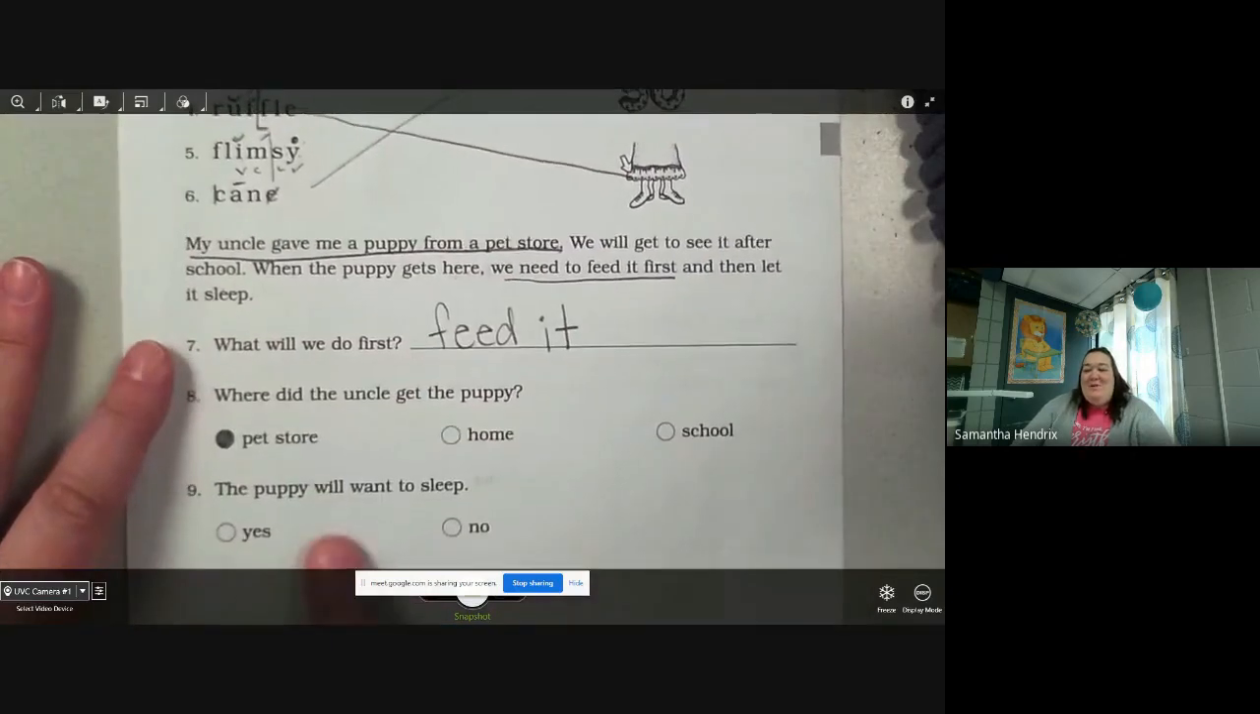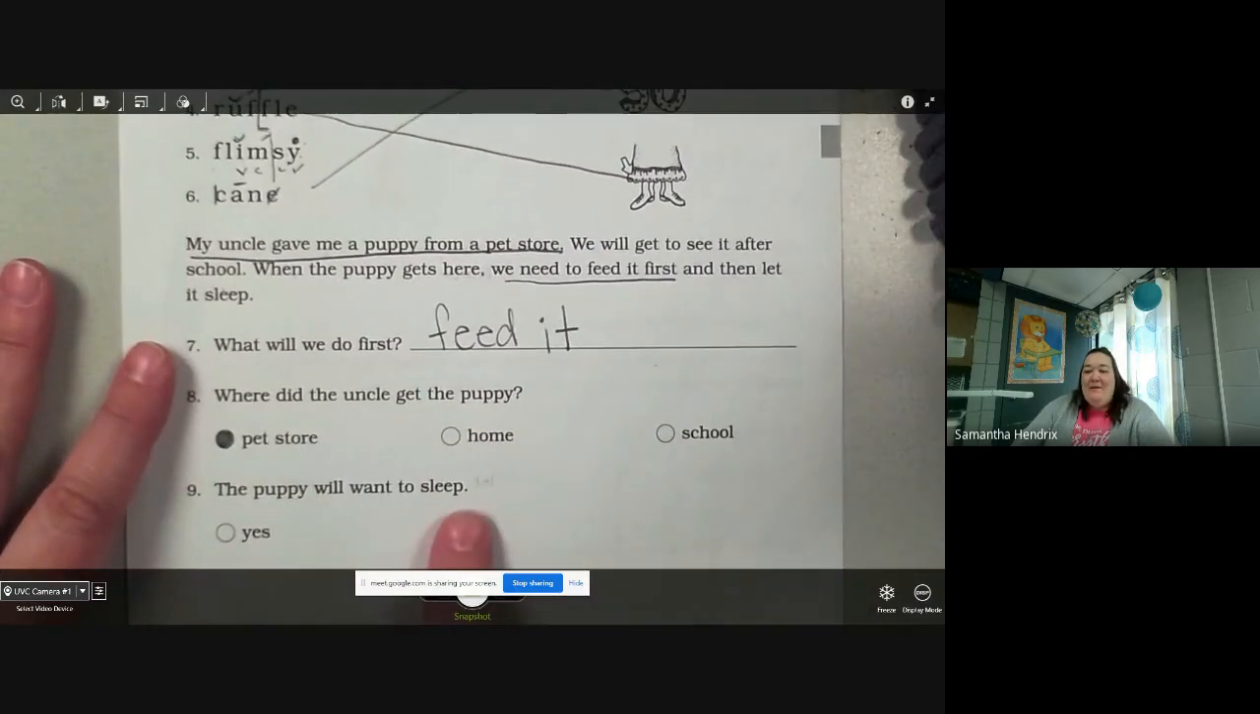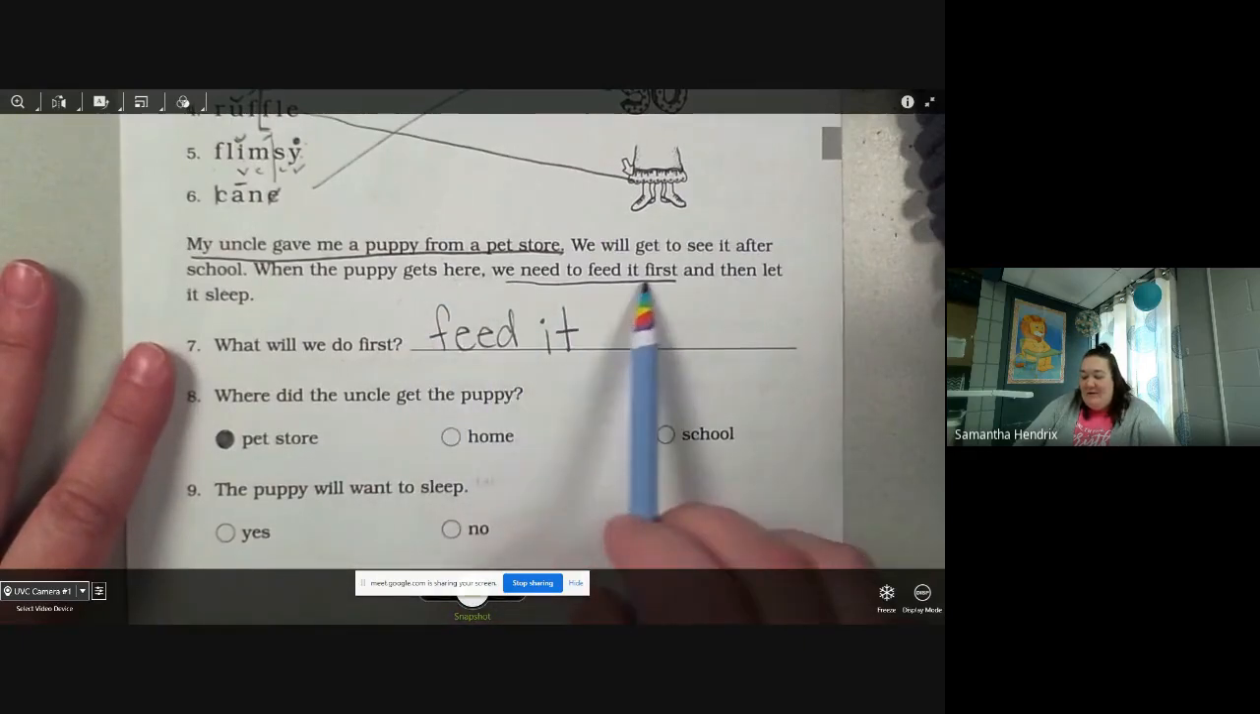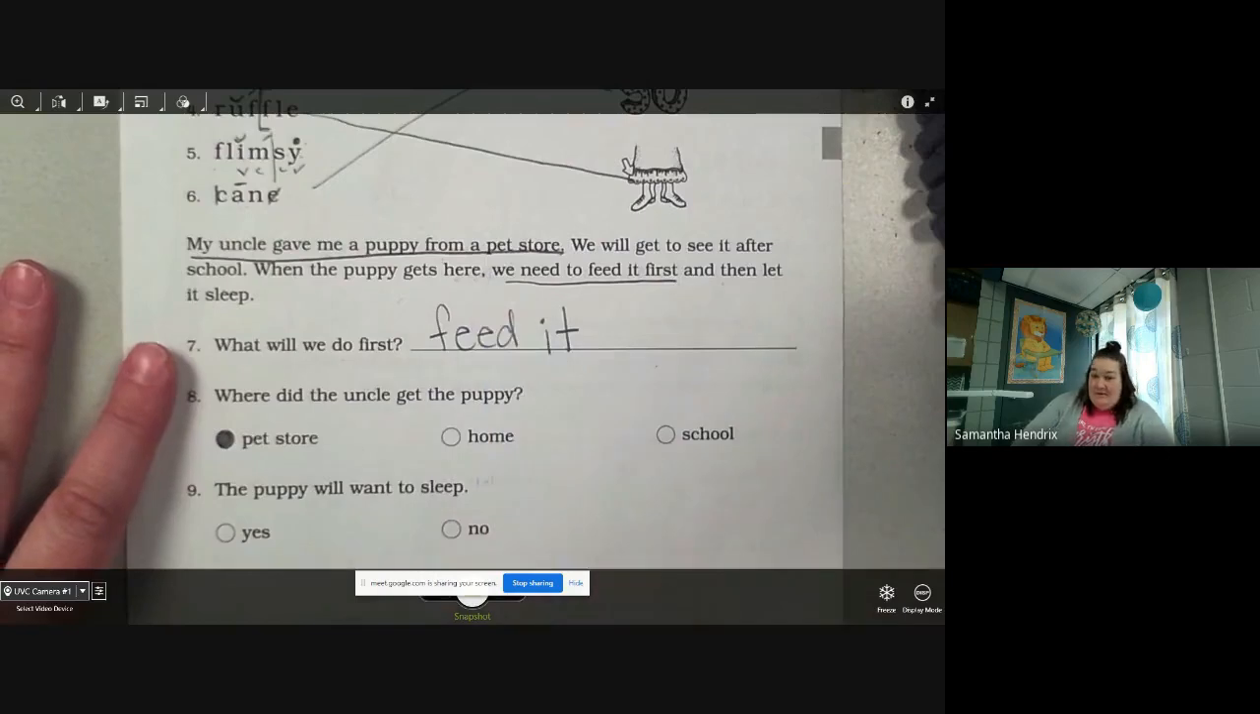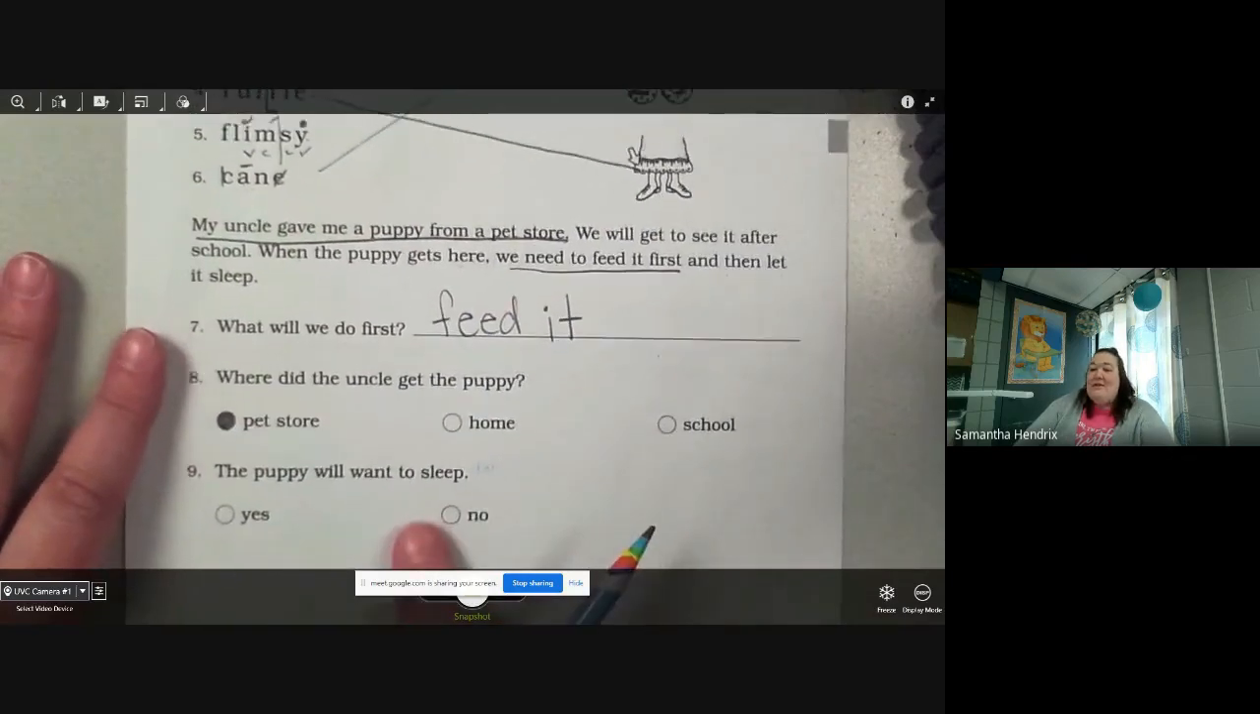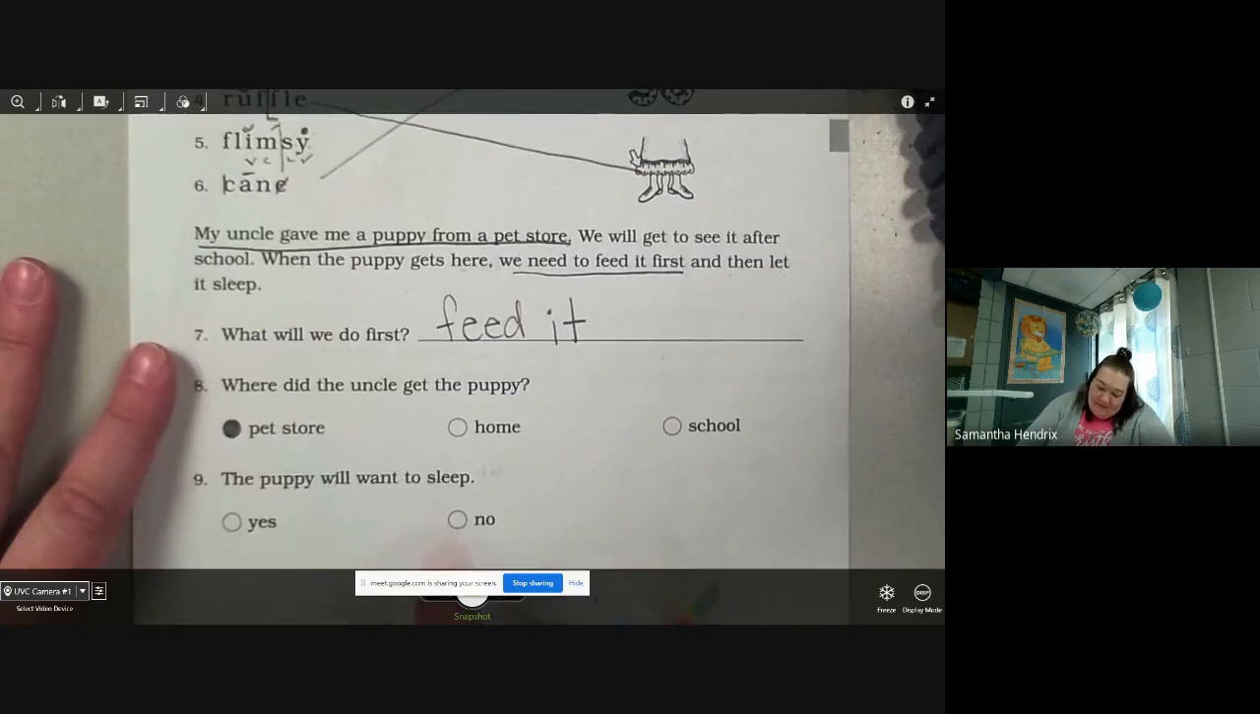The puppy will want to sleep. When the puppy gets here, we need to feed it first and then let it sleep. Yes, it doesn't say will it want to sleep first. It just says the puppy will want to sleep. Yes.